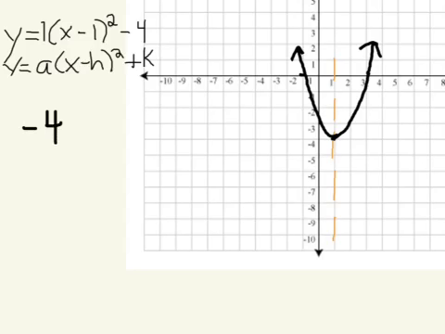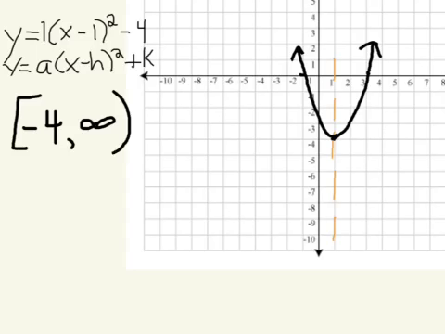And then how high does the parabola go? It goes up, up, up. Oh, it goes up forever. So we use infinity to represent the top of the range. And we can put that in interval notation. From bottom to top, it goes from negative 4 inclusive to infinity.